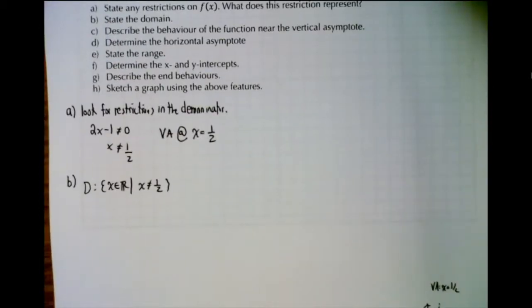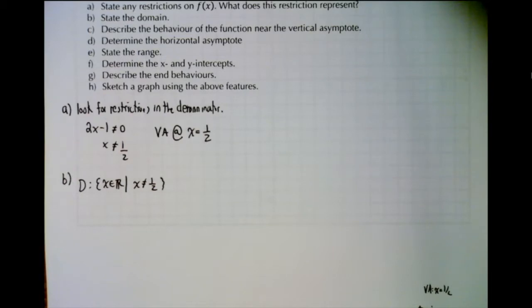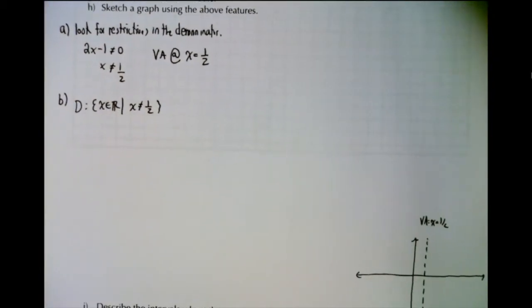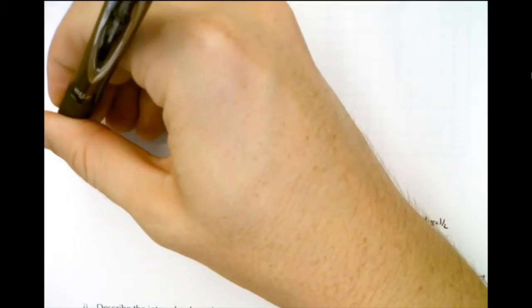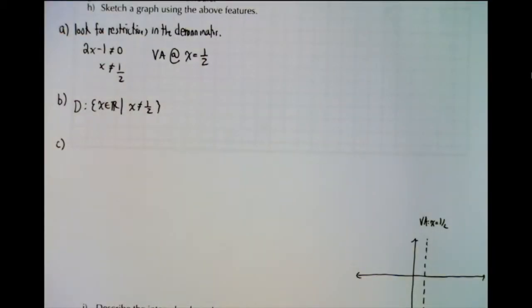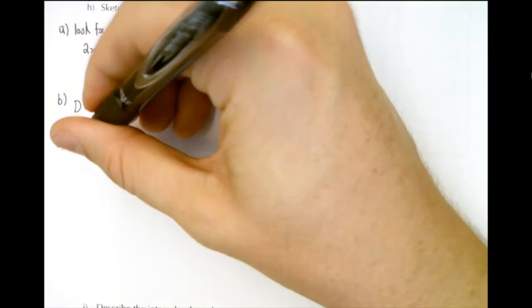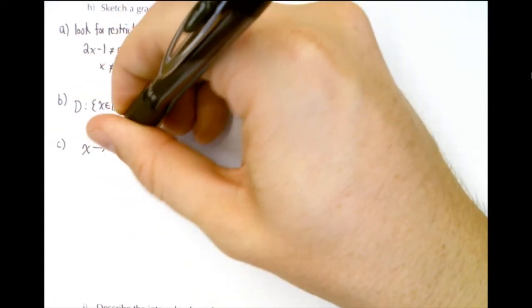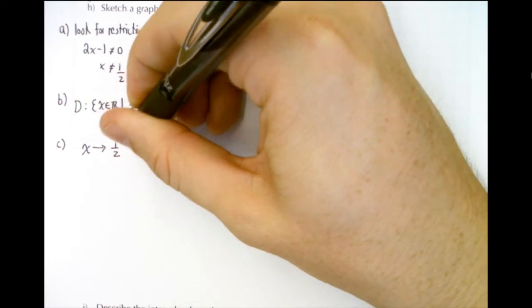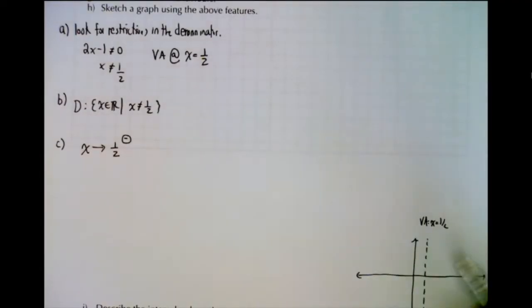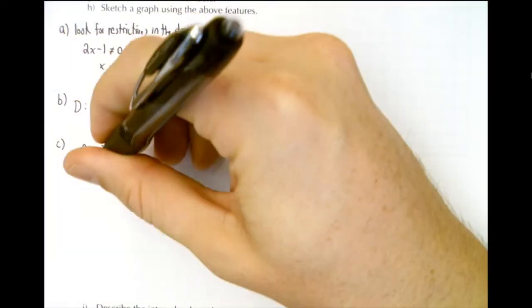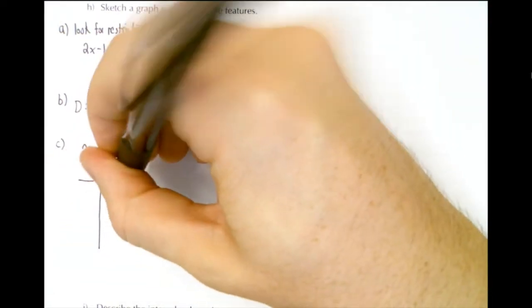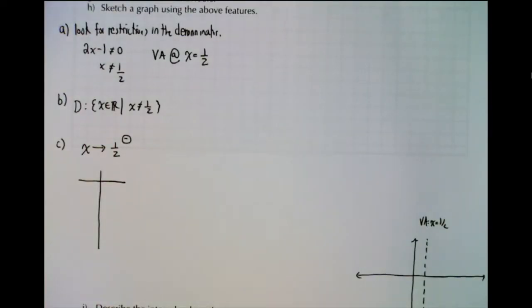C asks us for the behavior of the function near the vertical asymptote. So, to find that, we are going to do a test. We're going to test some x values that approach a half from the left side, or from the negative side. The negative side of the number line is the left side, so we're going to pick an x value that's to the left of a half, and we're going to test it to see what the y value is. To test it, we're going to plug it into the function.